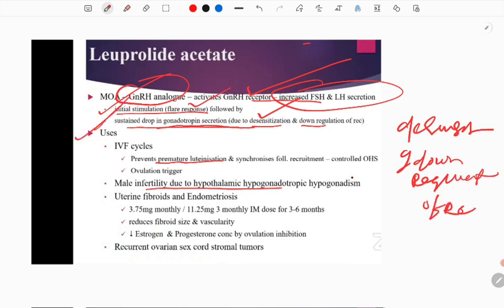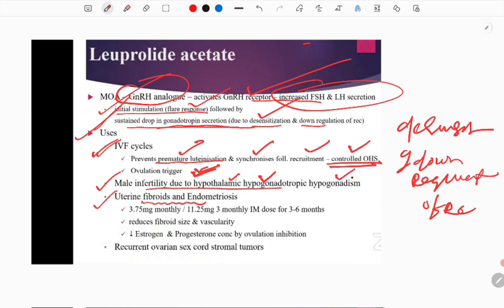Uses of leuprolide acetate in the IVF cycle: prevent premature luteinization, synchronize the follicular recruitment, control ovarian hyperstimulation syndrome. It can be given as an ovulation trigger. In male infertility due to hypothalamic hypogonadotropic hypogonadism, you can give leuprolide acetate.